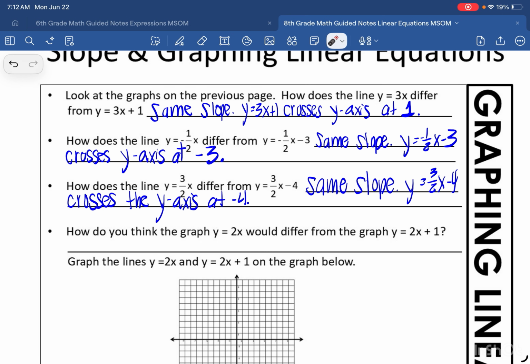How do you think the graph y equals 2x would differ from the graph y equals 2x plus 1? Let's go back up here. So we have 3x and 3x plus 1. They have the same slope, but the line y equals 3x plus 1 crosses at 1. Down here, this equation crosses at negative 3, and this one crosses at negative 4. So if I had 2x plus 1, I'm going to guess again that it's the same slope, but that 2x plus 1 crosses at 1.